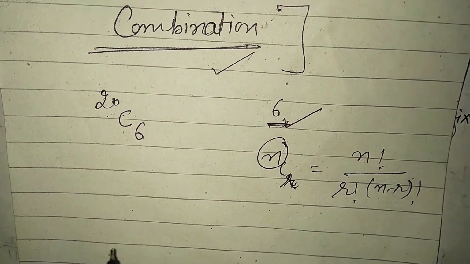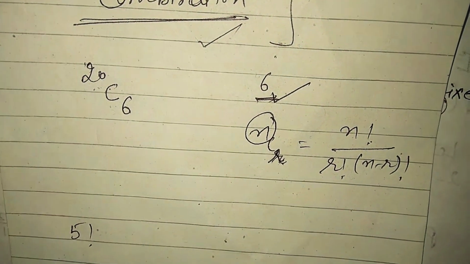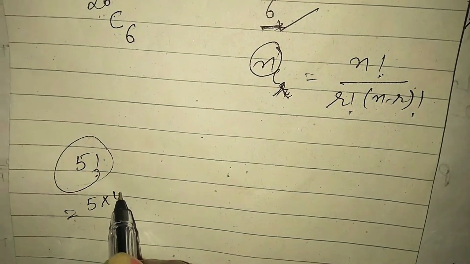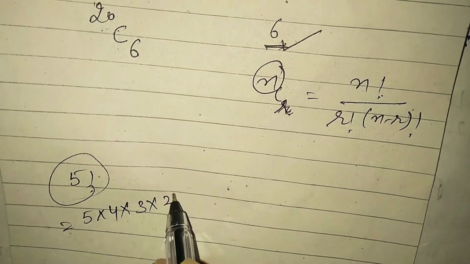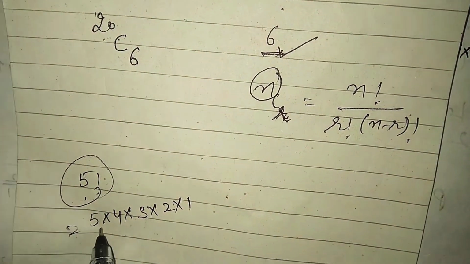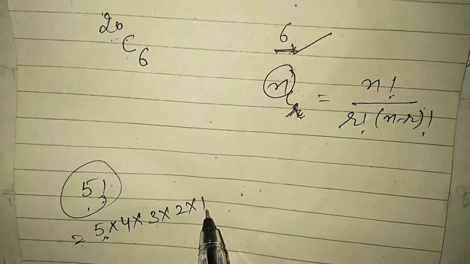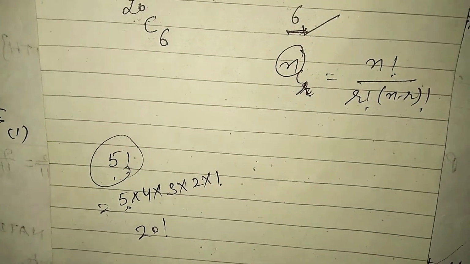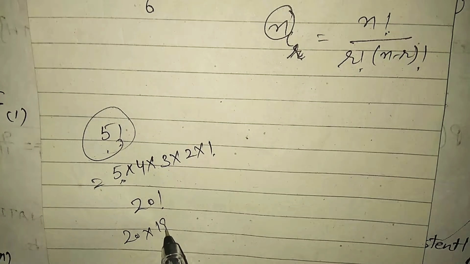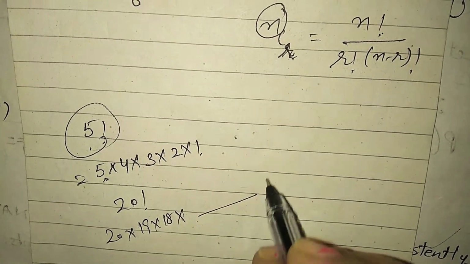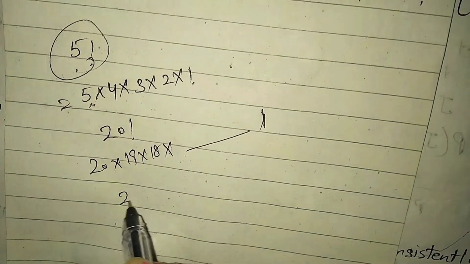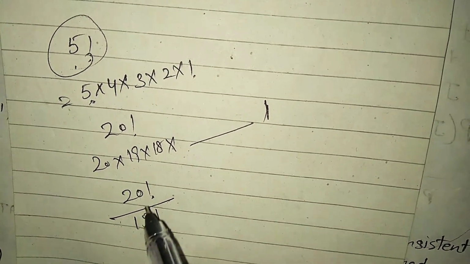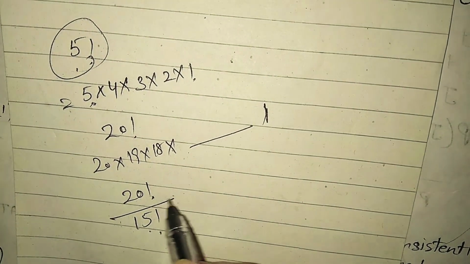What is factorial here? Suppose 5 factorial. What is the meaning of 5 factorial? 5 into 4 into 3 into 2 into 1. 5 factorial means the product from 5 to 1. Suppose we want to find 20 factorial, then 20 into 19 into 18 up to 1. Suppose we want to find 20 factorial upon 15 factorial. We will not cancel this directly.